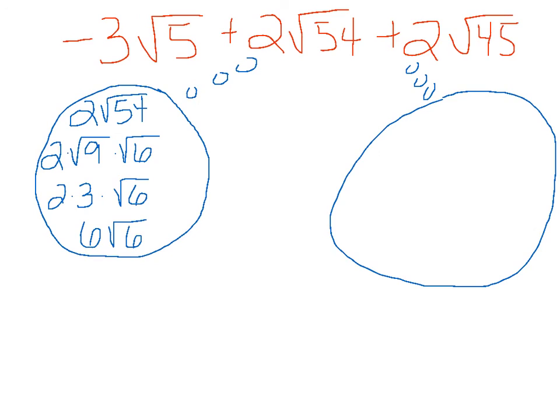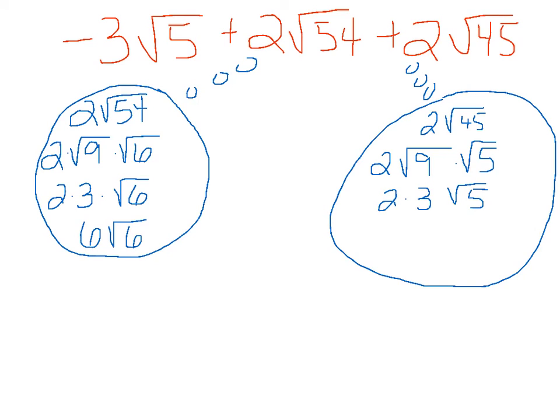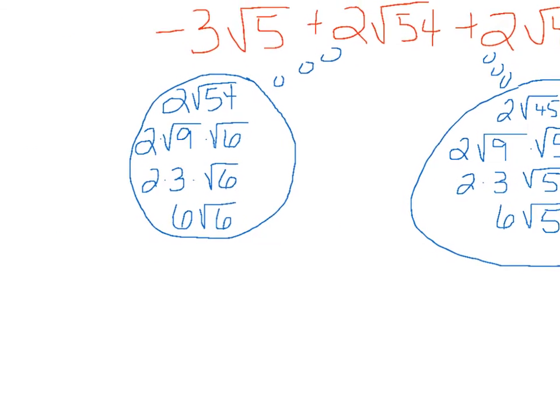If I move over to the second thought bubble, I've got 2 times the square root of 45. 45 is 9 times 5. So I have 2 times the square root of 9 times the square root of 5. But the square root of 9 is again just 3. So I have 2 times 3 times the square root of 5. 2 times 3 is 6. So that gives me 6 times the square root of 5.